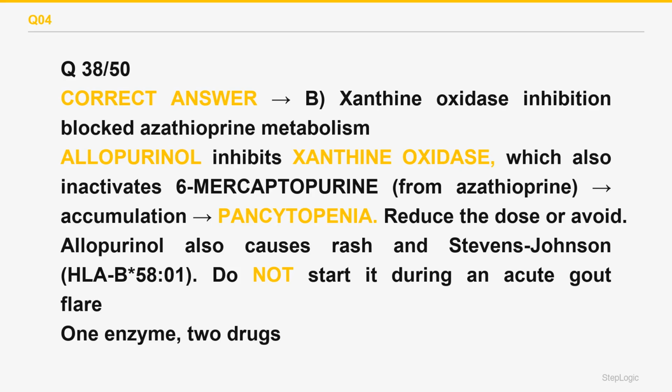Two further points about allopurinol recur in questions and are worth attaching. It should not be started during an acute gout attack because shifting urate levels can prolong the flare. Treatment begins with an NSAID, colchicine, or steroid, and urate-lowering therapy follows once the attack settles. And severe cutaneous reactions, including Stevens-Johnson syndrome, are associated with the HLA-B*5801 allele, which is screened for in some populations. If you see pancytopenia after adding allopurinol, think azathioprine.